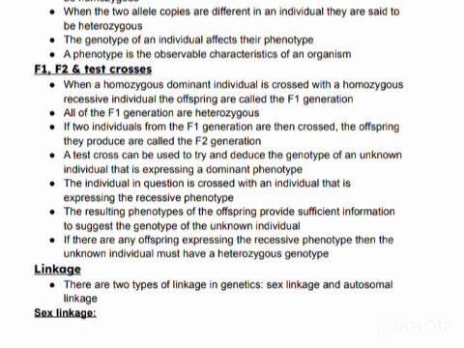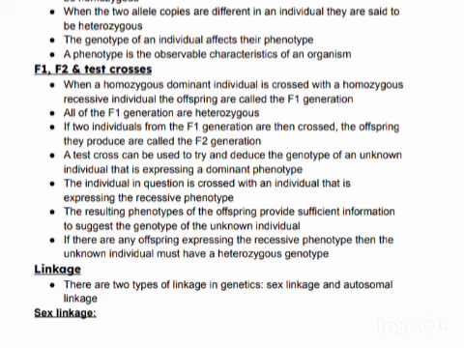Now, moving on to F1, F2, and test crosses. When a homozygous dominant individual is crossed with a homozygous recessive individual, the offspring are called the F1 generation. A homozygous dominant individual has two capital letters, for example AA, and it is crossed with a homozygous recessive, the same letter but small, aa. The offspring are called the F1 generation.